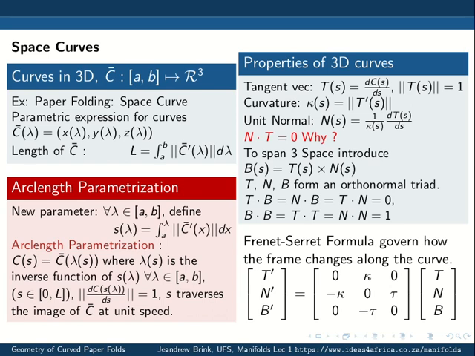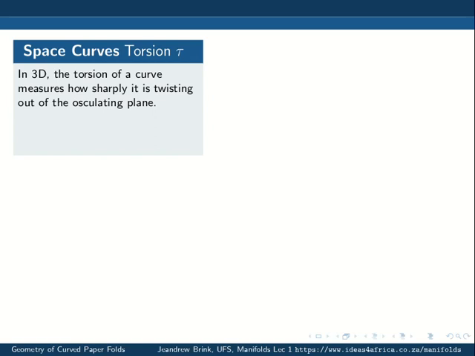And so what I want to do now is give you a feel for what this second parameter actually does. Most importantly, if the second parameter, the torsion, is 0, then you know your curve lies in a plane. If we look at space curves, you have torsion in 3D. The torsion of the curve measures how sharply it is twisting out of the osculating plane. The osculating plane is the plane where that circle that you can define with kappa actually lies.